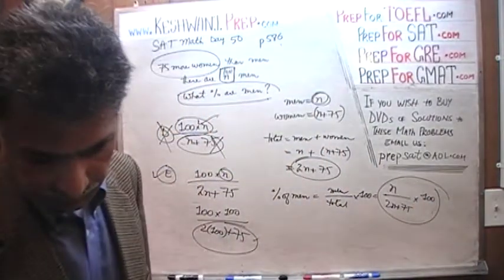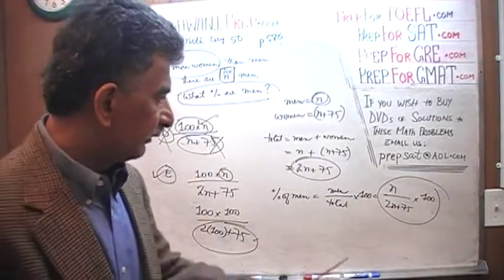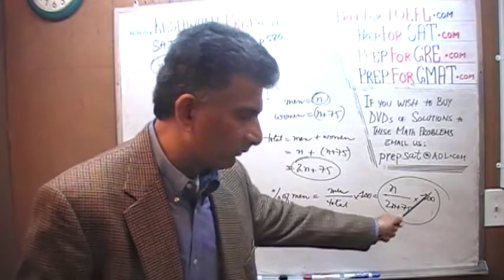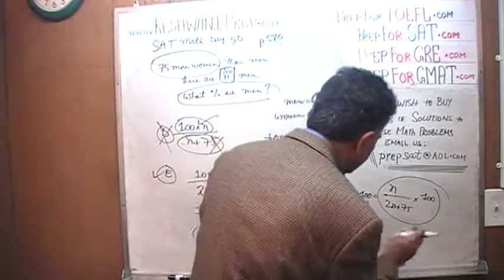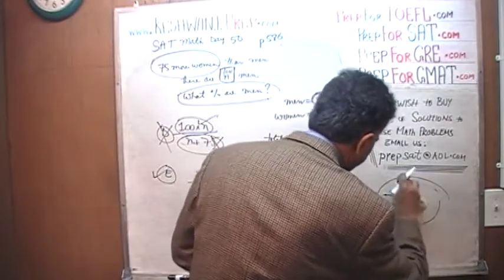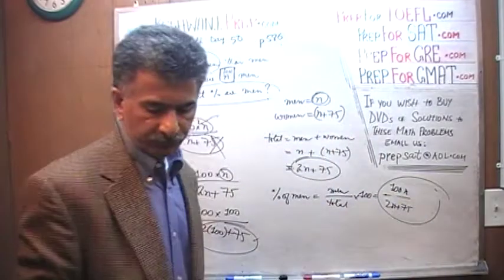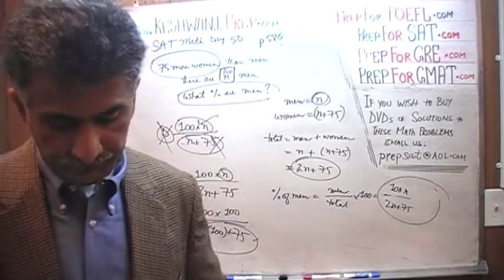Which is exactly what E says. The only difference is that instead of putting it in this form, they bring this 100 and write it as 100 times n instead of n times 100. No difference. It's the same exact thing. Do you understand? And that's your answer.